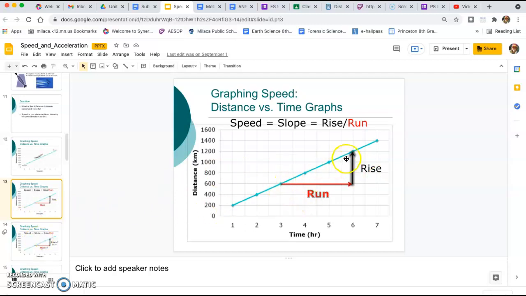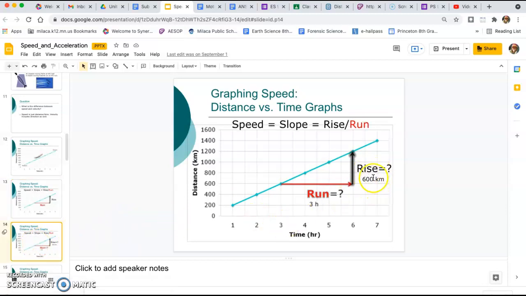So I'll say that again. I can take any 2 points on this line. I could go from here to here. I could go from here to here. But for our example, I chose this point at 600 kilometers at 3 hours. And then the second point I chose was 1200 kilometers at 6 hours. So I take the change in the rise, so 1200 minus 600, and I put that over the change in the run. So the change in the run would be 6 hours minus 3 hours. So that's 3. So 600 kilometers over 3 hours would equal a speed of 200 kilometers per hour.